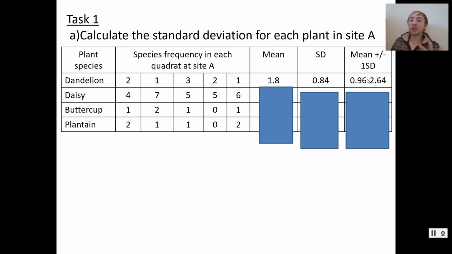Mean plus or minus 1 standard deviation means that the range is likely to be between 0.96 and 2.64 for the actual mean of dandelion frequencies. Right, now pause me again and have a go at the other three, unless you already did them, in which case just keep playing the video.